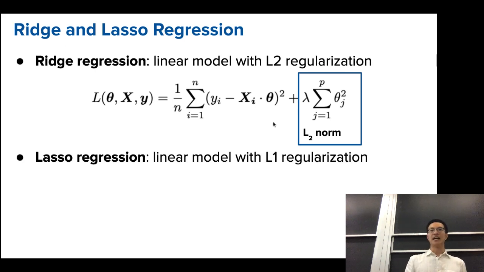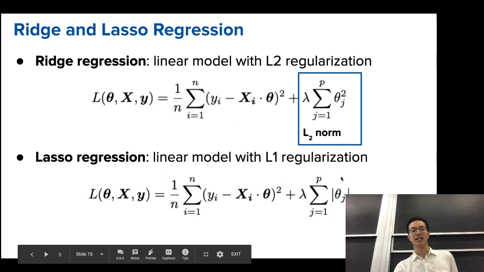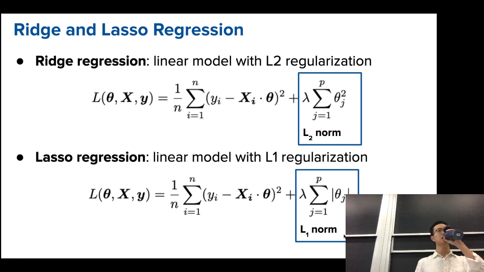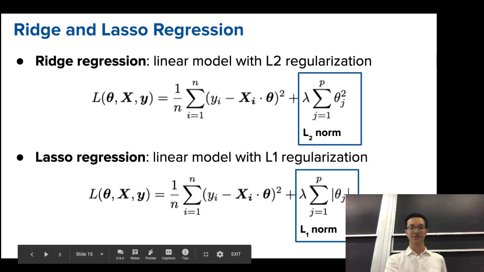Lasso regression is a linear model with what we call L1 regularization. Same loss, same model. Only thing that changes is this penalty here. Instead of squaring every theta, we'll take the absolute value of the thetas. This is what we call the L1 norm. If you take a more advanced linear algebra class, you'll learn all about these norms. They come up quite a bit. I'm going to show you how these work.